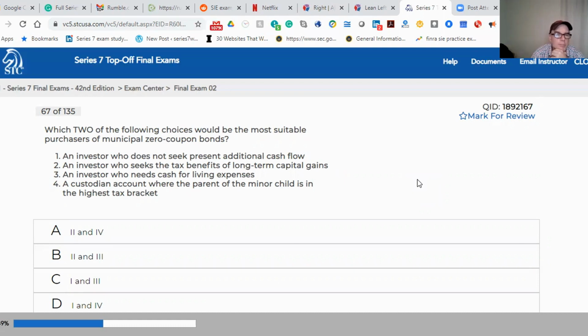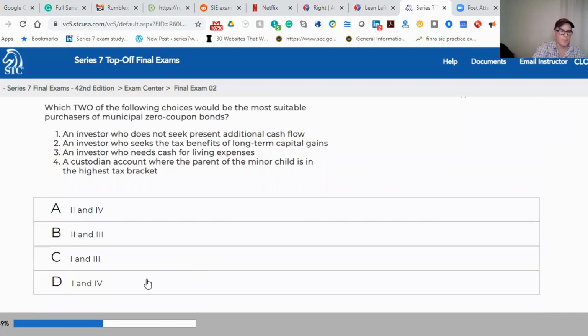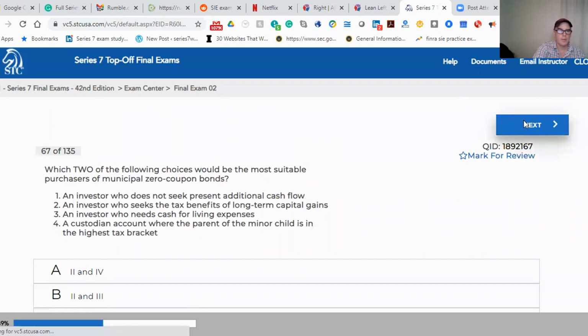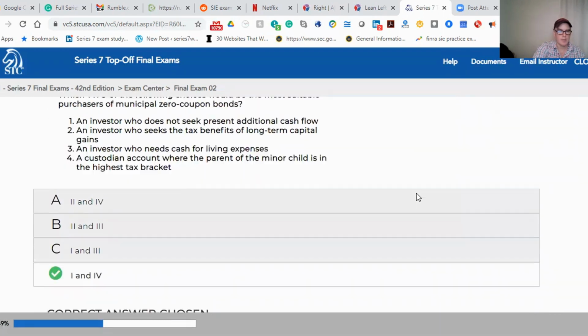So if I buy Muni zeros, I don't receive interest payments. So I'm going to go with 1 and 4 because I don't think you're going to get gains. Remember, capital gains always pay tax. So I'm going to go with 1 and 4. Okay, I think I'm right. There we go.